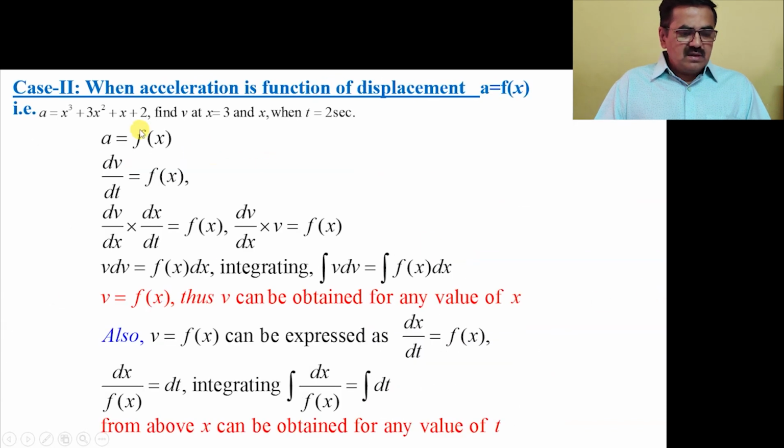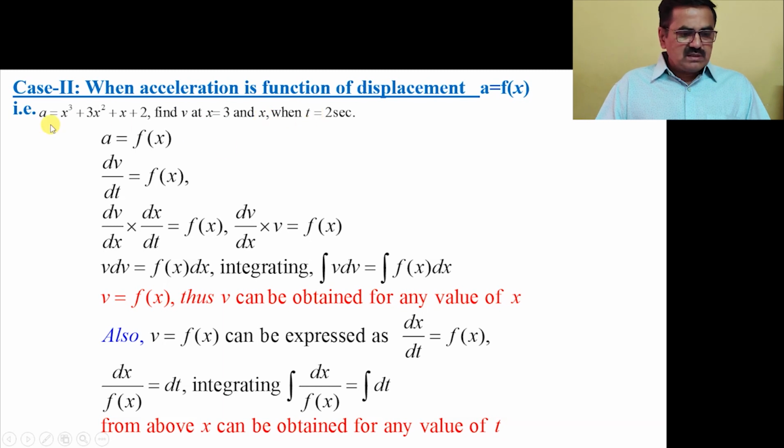Now the second case is when acceleration is a function of displacement, a is a function of x. Now let us assume one equation, a is equal to x cube plus 3x square plus x plus 2, and our problem is to find velocity at x is equal to 3 and find x when time t is given, t is equal to 2 seconds. Okay, so to calculate velocity at a given value of x, we have to convert the given equation in terms of v and x, while the given equation is in terms of a and x. So we have to convert it in terms of v and x as well as in terms of x and t, then only we can solve this problem.